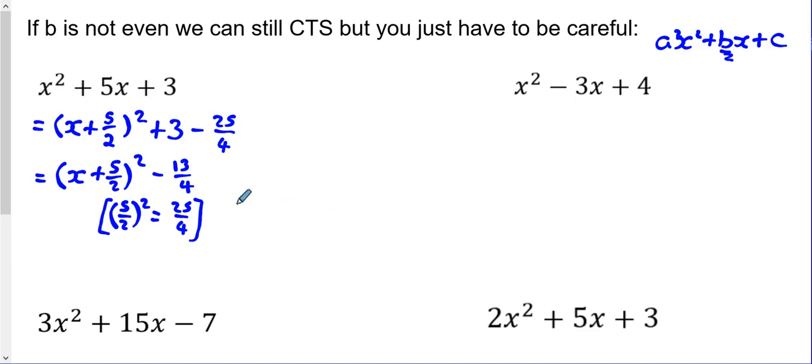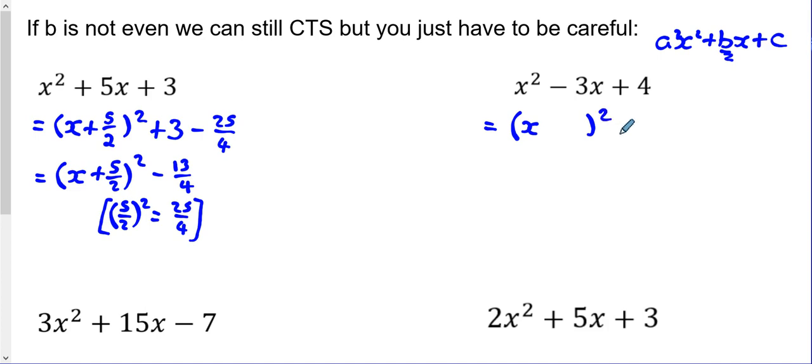That's in completing the square form. We may want to simplify this. We may want to write it as a proper fraction or as a decimal. Always check what form the question wants you to write the answer in. That'll do for this one. So, same process, just perhaps a little bit of extra care needed because we're dealing with fractions now.